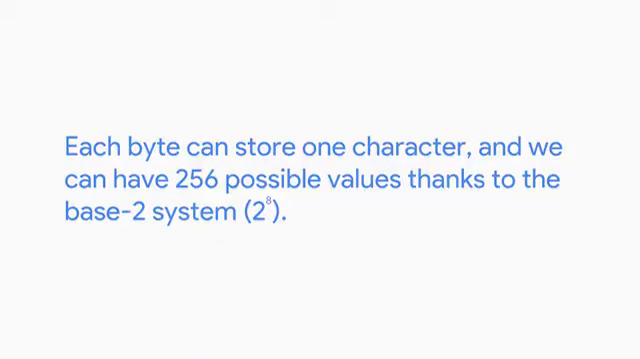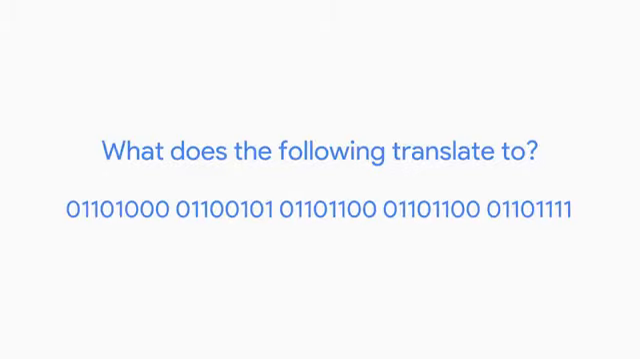So a byte of zeros and ones could look like 100111011. Each byte can store 1 character, and we can have 256 possible values thanks to the base 2 system, 2 to the 8th. In computer talk, this byte can mean something like the letter C. And this is how computer language is born. Let's make a quick table to translate something a computer might see into something we'd be able to recognize. What does the following translate to? Did you get hello? Pretty cool, right?